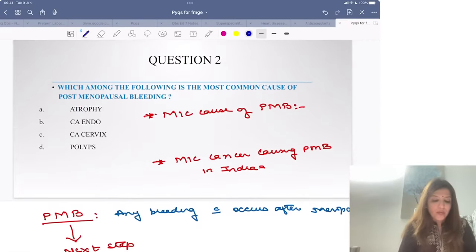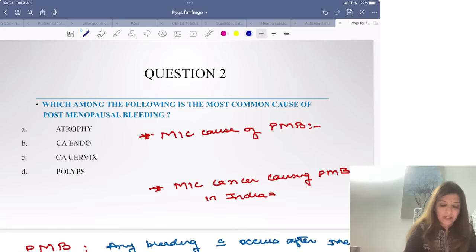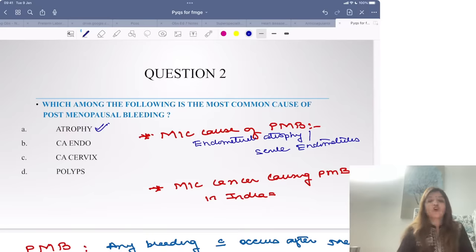Next question. Which among the following is the most common cause of postmenopausal bleeding? Please, if a question comes like this, the most common cause of postmenopausal bleeding is endometrial atrophy, which is also called senile endometritis. Right? The most common cancer causing PMB in India is cancer cervix. But the most common cause of PMB is endometrial atrophy or senile endometritis.